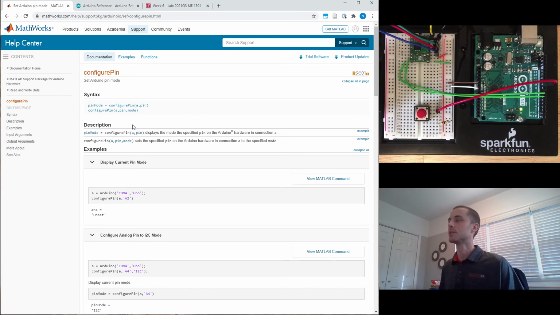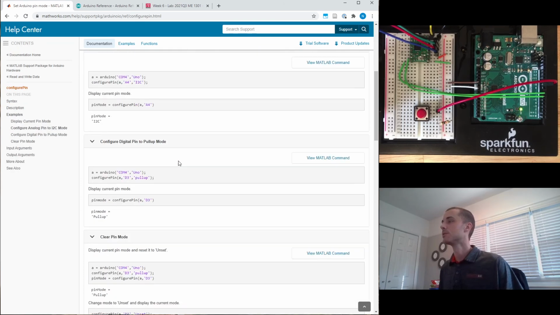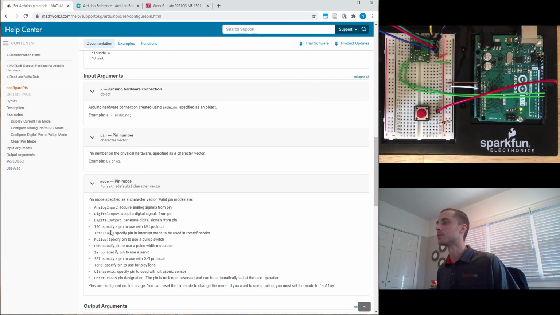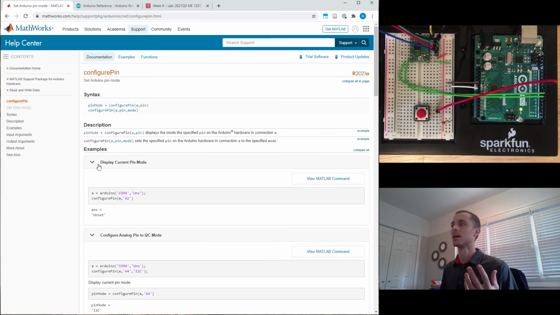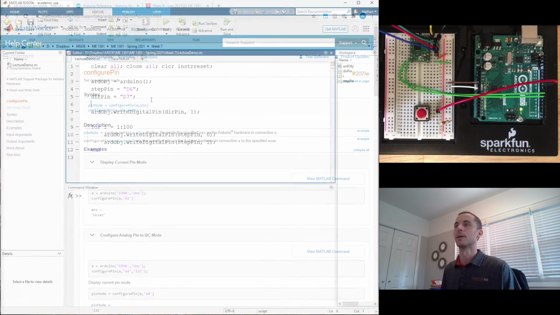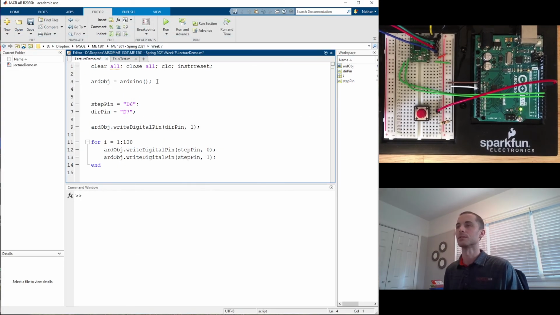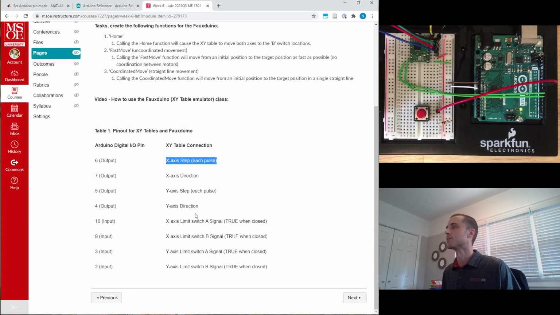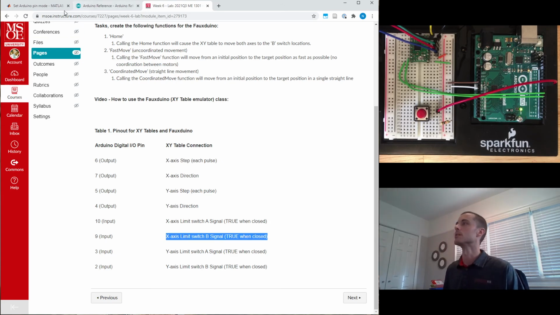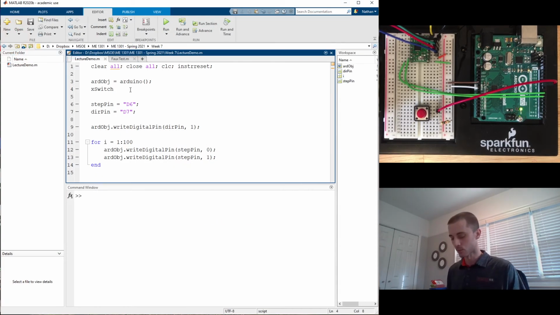So we'll use this. They list the different ones. Oh, here we go, right down here under pin mode. So we want to use configure pin. So let's go back over here, and right after the Arduino, let's say X switch. Which one is it? I have it hooked up to 9. So that's switch B. Okay, so X switch B is equal to D9.